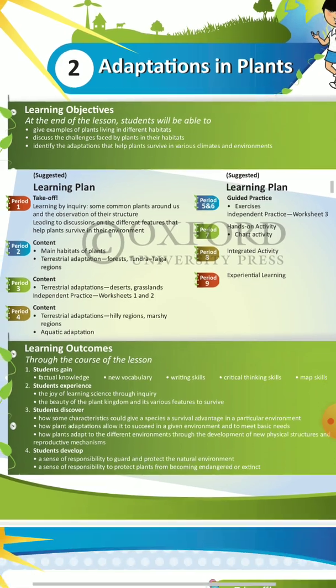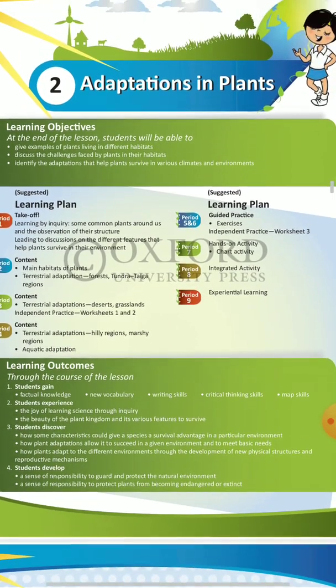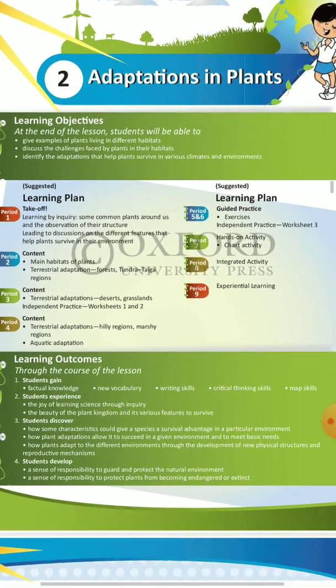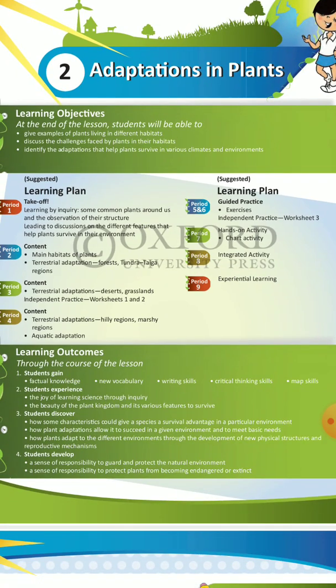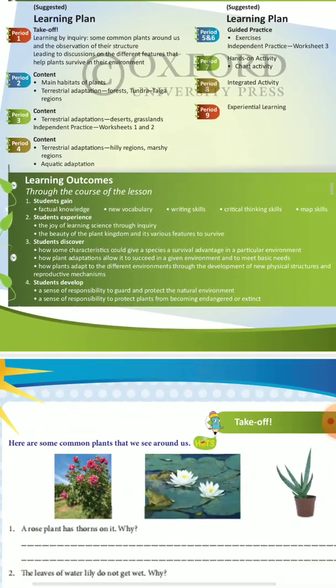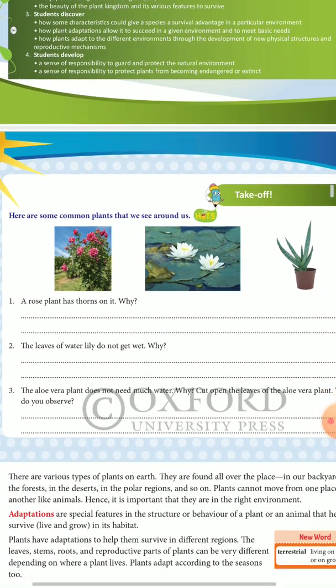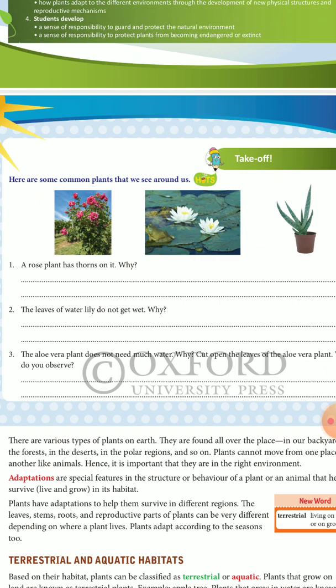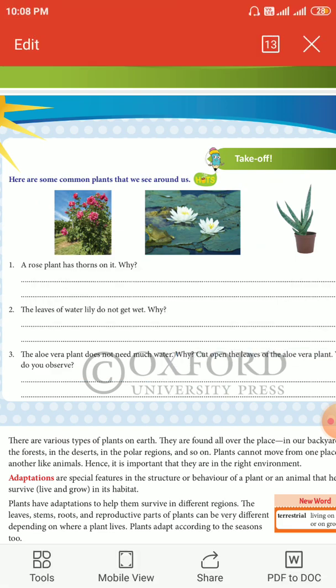Now coming to adaptation. What is adaptation? Adaptation is a special feature developed in a living thing to survive in a particular environment. So now, shall we move to our lesson's first page? This part we have done, it's a quick revision of the things that we had done in the fourth standard, right? First, come to the rose plant.